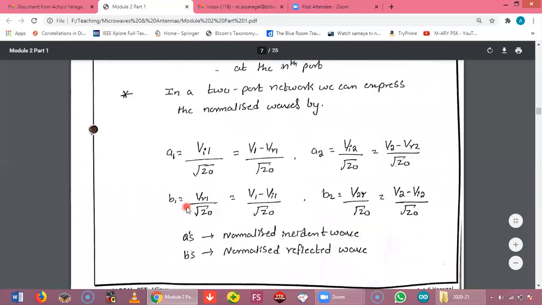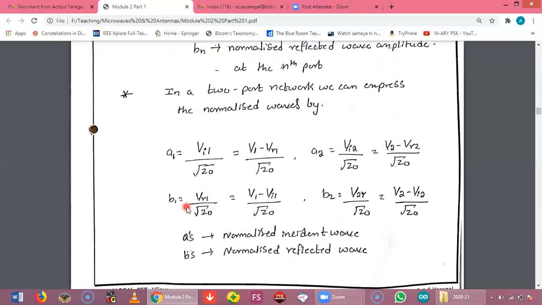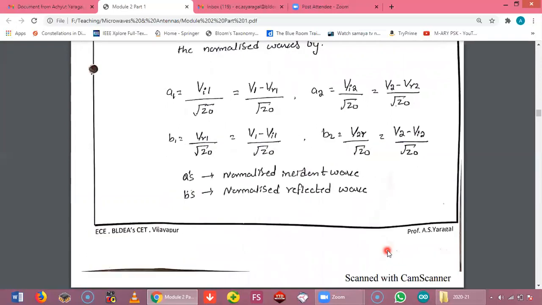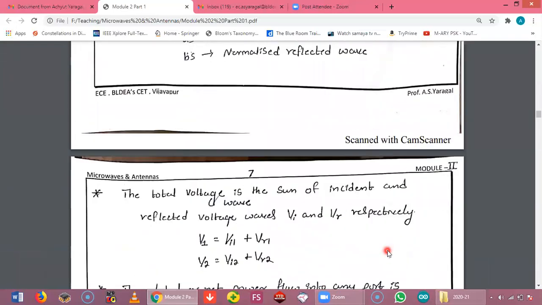B1 is nothing but V_r1 divided by root Z0. How will you get it? Same thing: the total voltage at port 1 minus whatever the incident voltage you can consider at port 1, divided by root Z0. In the same way, B2 is V_r2 divided by root Z0. Okay, these are the normalized incident waves and normalized reflected waves.